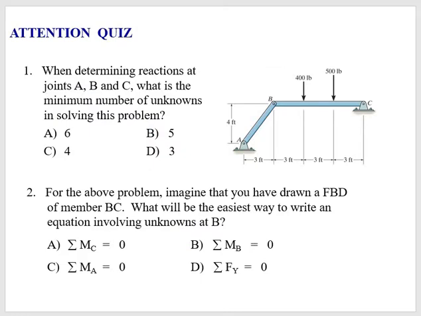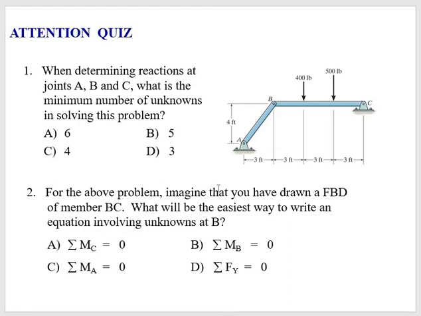All right, so let's take a last quiz to see if you guys understand what's going on. So when we're determining the reactions at A, B, and C, what is the minimum number of unknowns in solving this problem? Take a minute, pause this, and read both of those. Okay, coming back on the first one, we're determining the reactions at joints A, B, and C. What is the minimum number of unknowns in solving this problem? The answer to that is 3. So that is actually D.